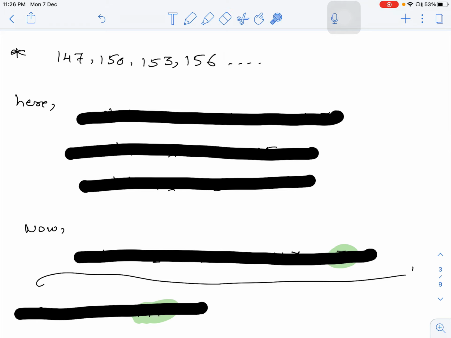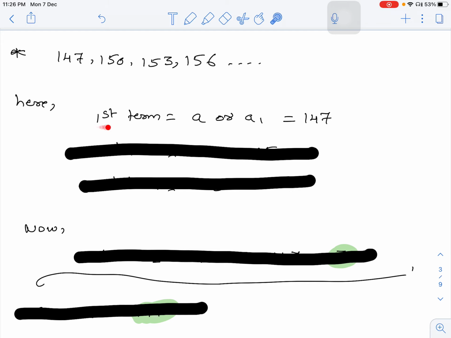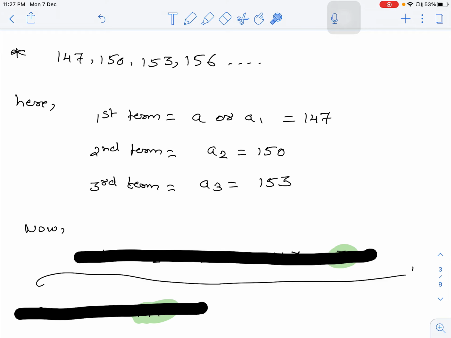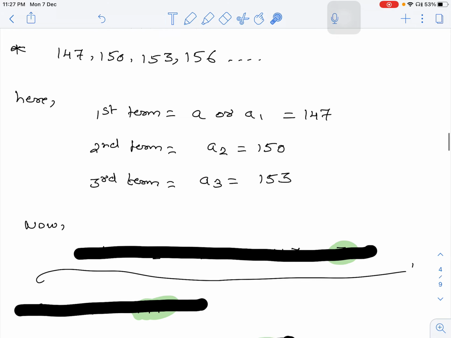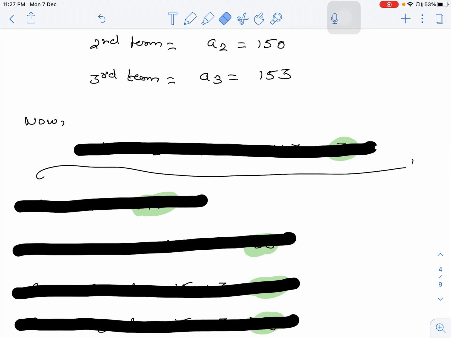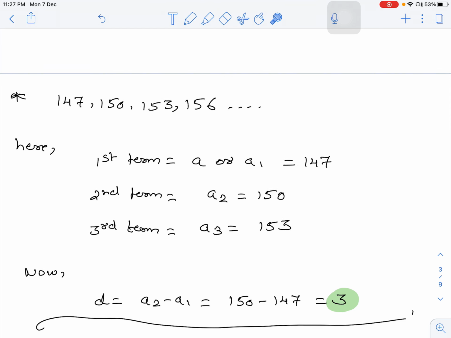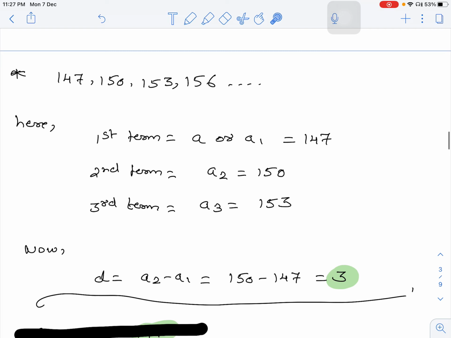Now here we have a list of numbers: 147, 150, 153, 156. These all are nothing but the terms. Our first term, given by either A or A1, is 147. Our second term is A2, and in this list it is 150. Our next term is A3, in this list it is 153, and so on. Now we know how to find D. If we consider that these numbers are already forming an AP, then we can find D.